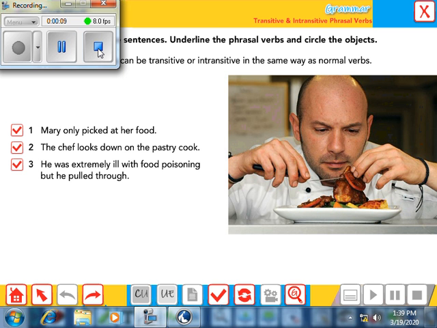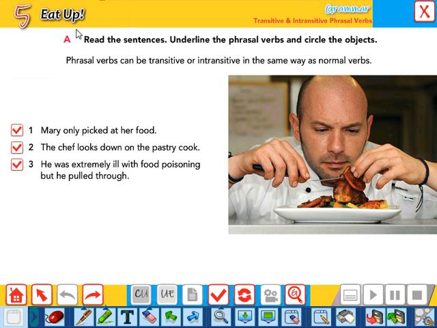Let's discuss the grammar. The grammar is very easy. The first grammar is transitive and intransitive phrasal verbs. Phrasal verbs can be transitive or intransitive. What's the meaning of transitive? Transitive phrasal verbs are followed by objects, one object or two objects. Intransitive verbs don't have objects.